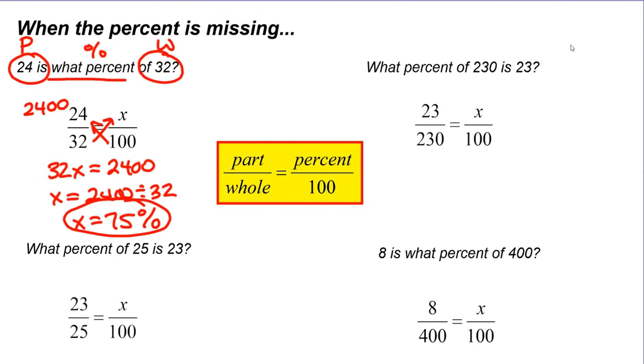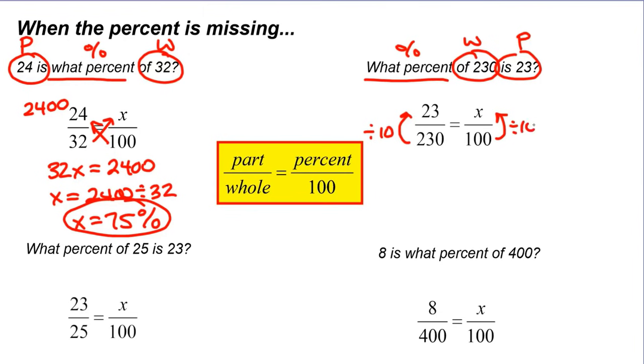And again, what percent of 230 is 23? So again, the percent is missing. Of 230, out of 230, that tells me that's the whole. And is 23, that's the part. So 23 out of 230 is what percent here? Here, there's a nice vertical relationship. 230 divided by 10 is 23. So 100 divided by 10 would tell me the percent. 100 divided by 10 is 10. So X is 10. And again, we were looking for the percent, so I better put a percent sign on that. X is 10%. So 23 out of 230 is 10%.